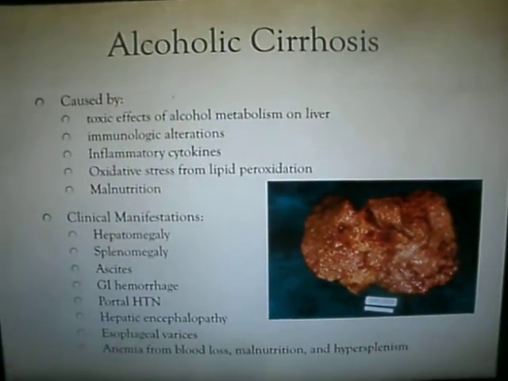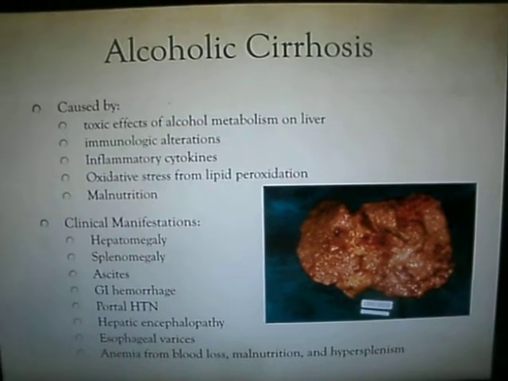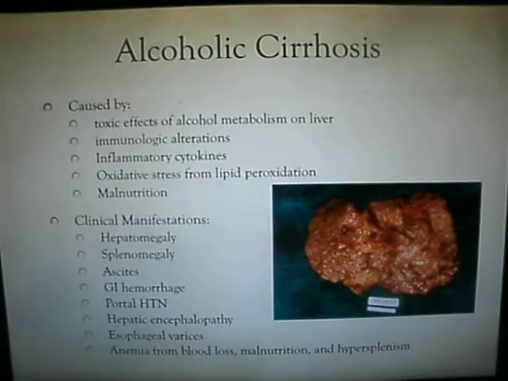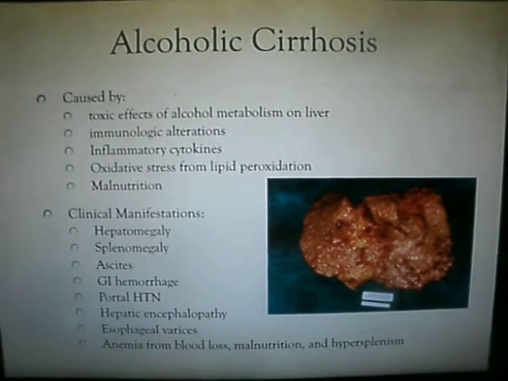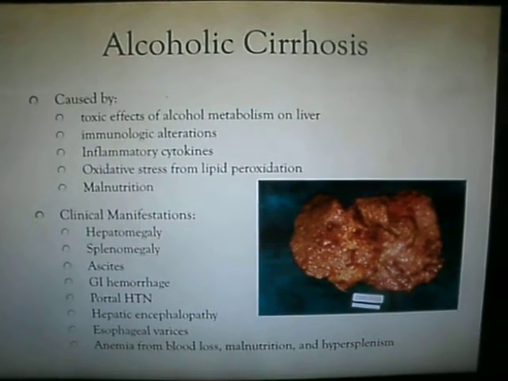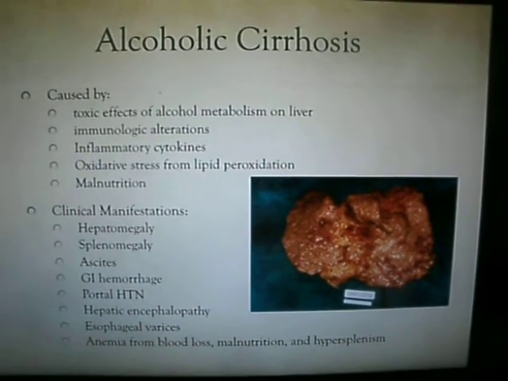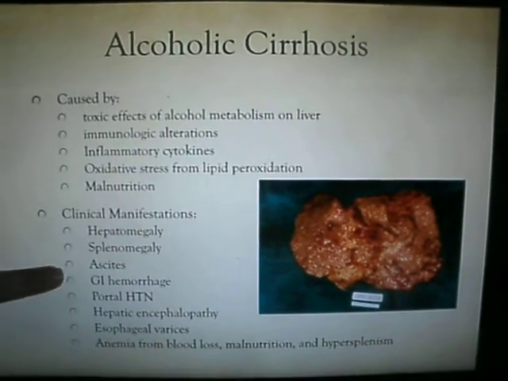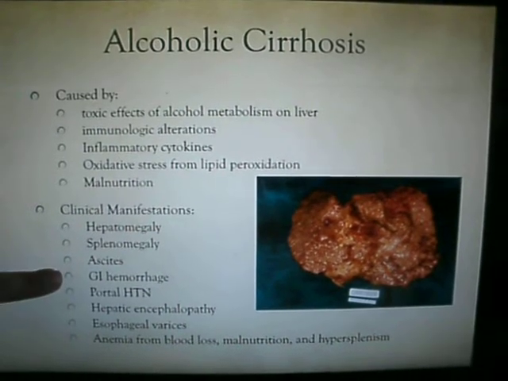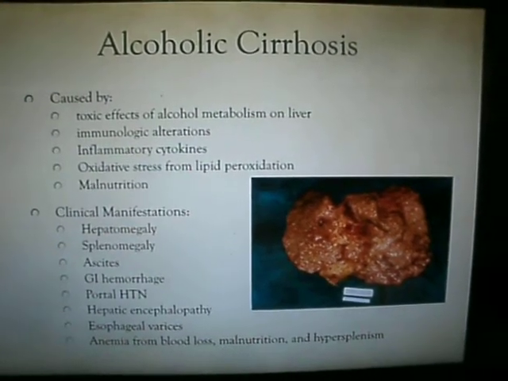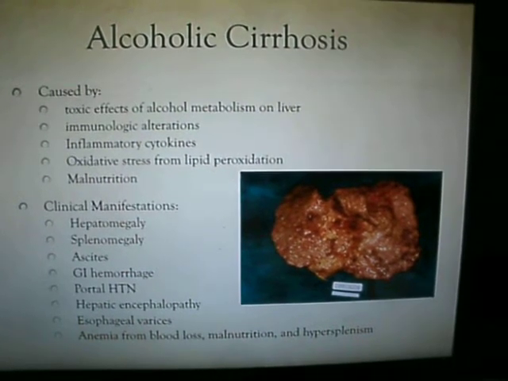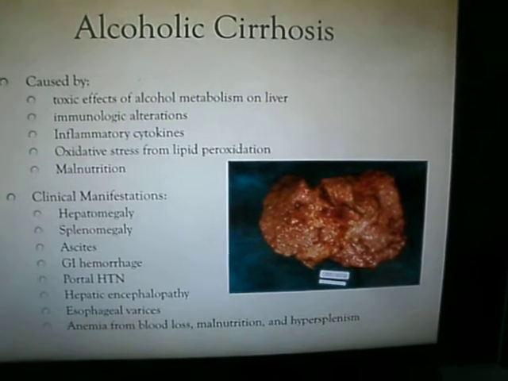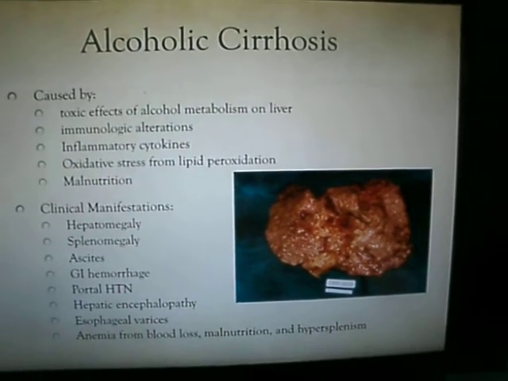Alcoholic cirrhosis is one of the kinds of cirrhosis, and the other is biliary. Right now we're going to look at alcoholic, which is caused by what it sounds like it would be caused by: toxic effects of alcohol metabolism on the liver, and other things such as immunologic alterations, etc., as you can see listed here. Clinical manifestations of alcoholic cirrhosis include an enlargement of the liver or the spleen, ascites, which we covered in class, GI hemorrhage, portal hypertension, hepatic encephalopathy, which occurs when the toxins from the liver actually end up affecting the nerves of the brain, esophageal varices, and anemia from blood loss, malnutrition, and hypersplenism.